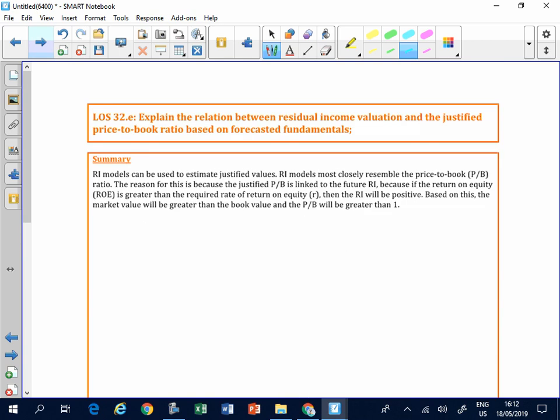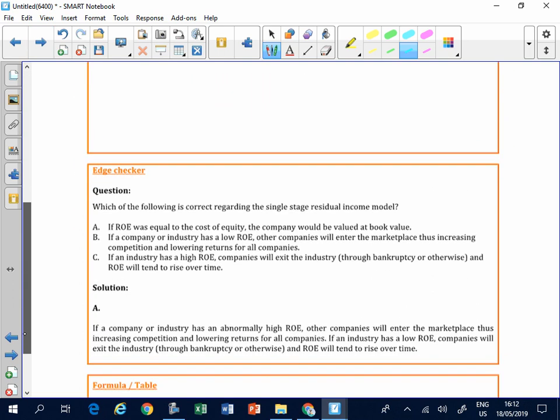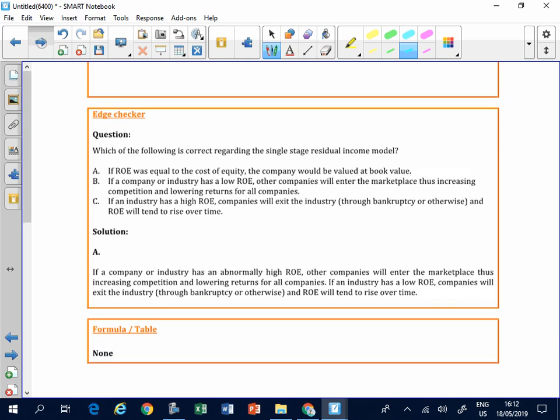So RMLs can be used to estimate justified values. Guys, you can go through this. The price to book is essentially book value today plus the ROE minus R divided by R minus G times the book value, obviously. Okay, I can go through that.